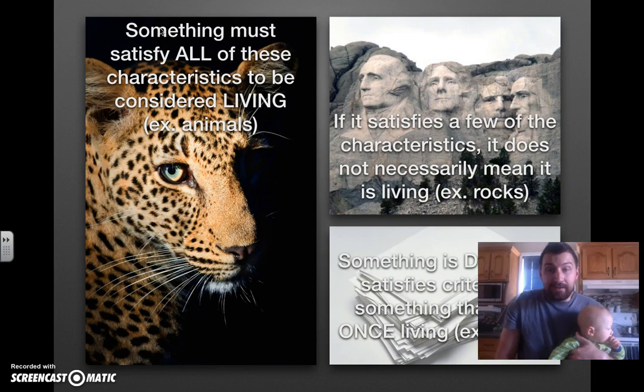And something is dead if it satisfies criteria of something that was once living. So I have a butcher block right here. It's made out of bamboo. Bamboo was once living, but it's no longer living, so it's made of dead material.